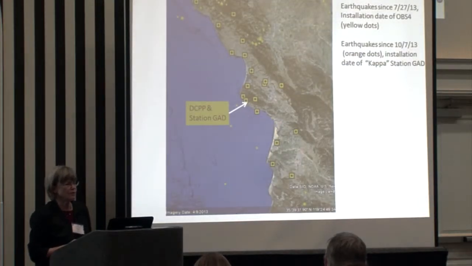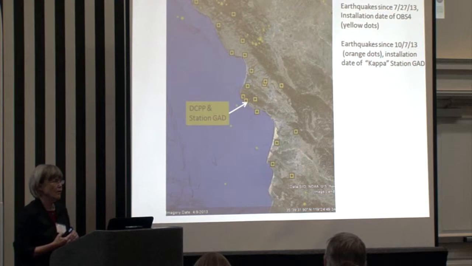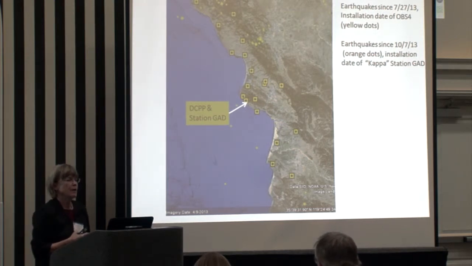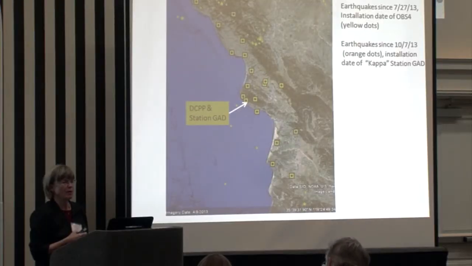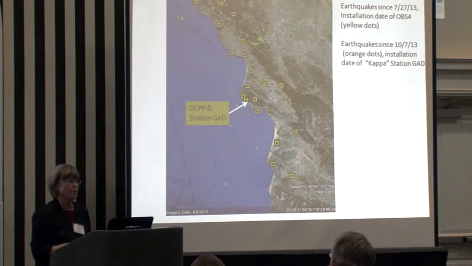So this is a map of the area. Again, with our onshore stations, and the earthquakes in yellow are since July 27th, when OBS4 began. And then the earthquakes since 10/7 is when, I call it our Kappa station, was deployed at Diablo Canyon. So I'll be talking about that in a moment. But I just wanted to show you a couple of recordings.